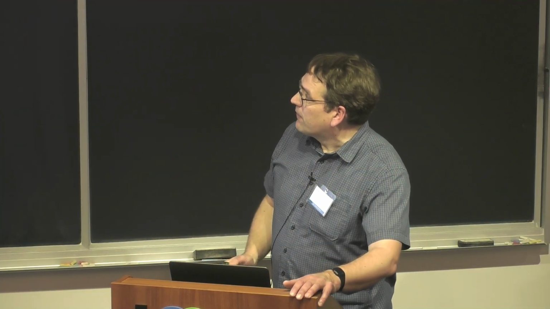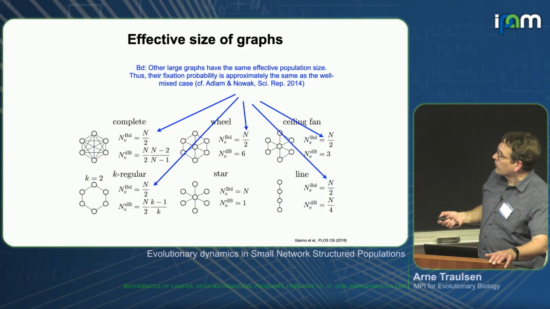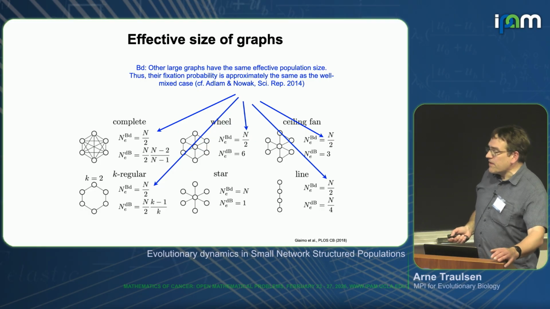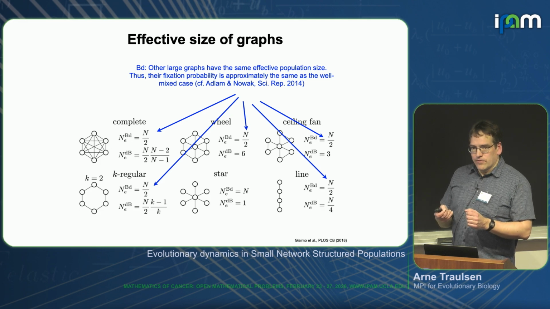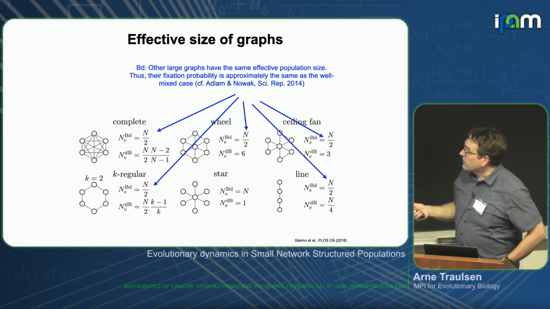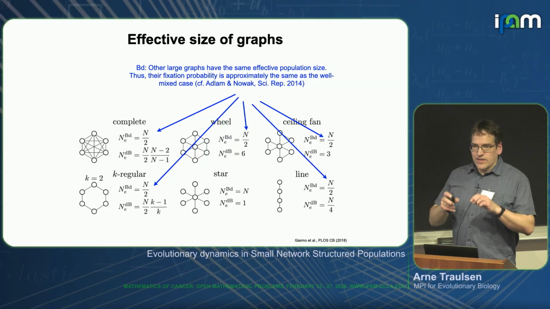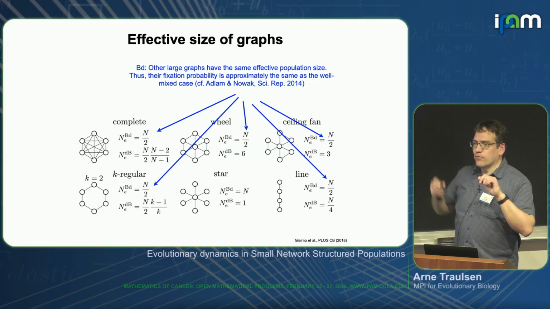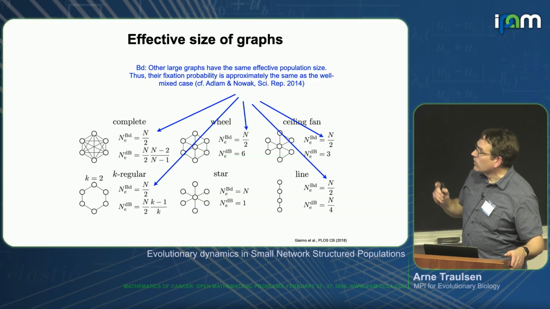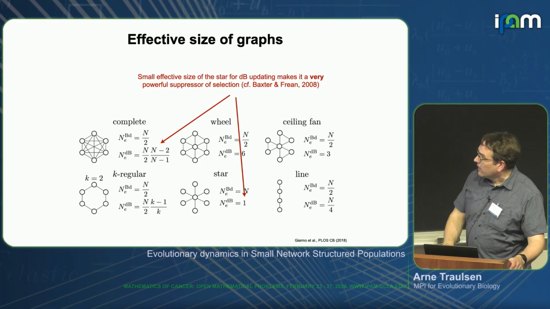Yeah. So here you can see the star has a much larger effective population size. If you use the birth-death process, you can see they always have the same effective population size except the star. And that means that their fixation probability in this approximation is approximately the same as the well-mixed case. You can take all these networks, they look very similar in fixation probability. And that's a result that reflects a paper by Ben Adlam in 2014, where he said all the fixation probabilities for all arbitrary graphs fall into a small area around the well-mixed case. But this is only for birth-death.